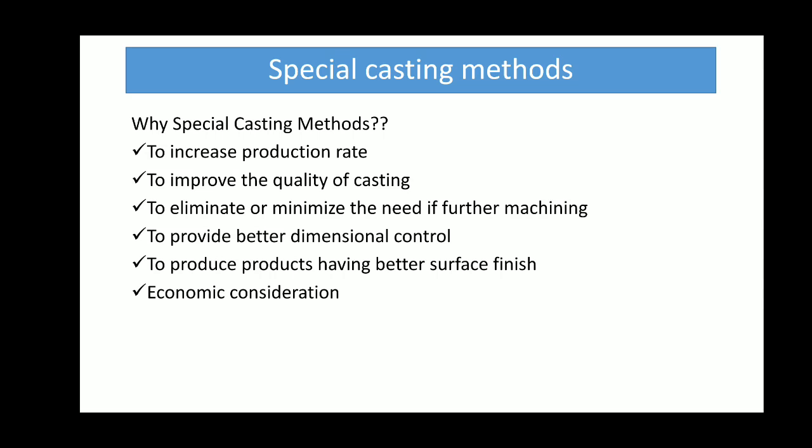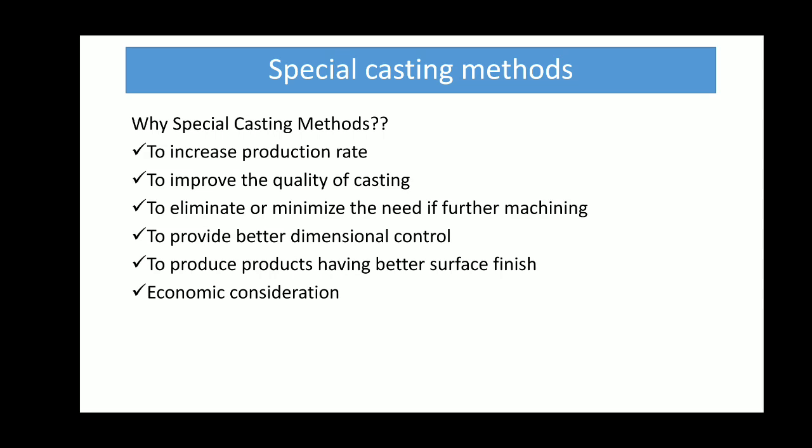Now why are these special casting methods required? The answer is, with the help of special casting methods, the productivity can be increased, the production rate can be increased. Similarly, sometimes to improve the quality of casting, depending on our requirement of the part, we may have to go for some special casting methods. Similarly, if we want a net shape manufacturing process, we have to go for certain special casting methods, to eliminate or minimize the need for further machining.